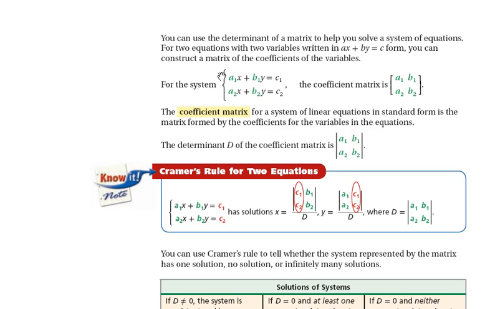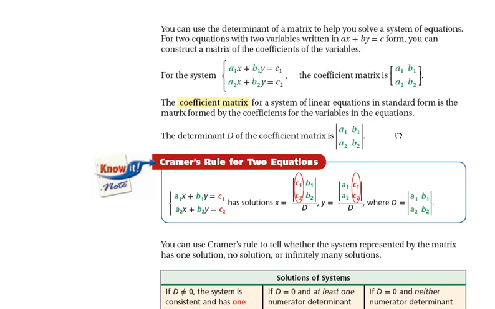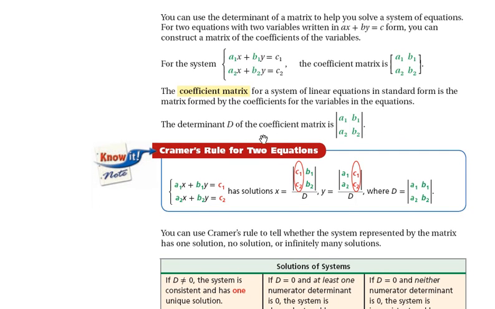coefficient matrix. Whenever you have two linear equations like this, if you take the coefficients and you put them in a 2 by 2 matrix, you get what is called the coefficient matrix, and they call that matrix D right here. That's what it looks like.